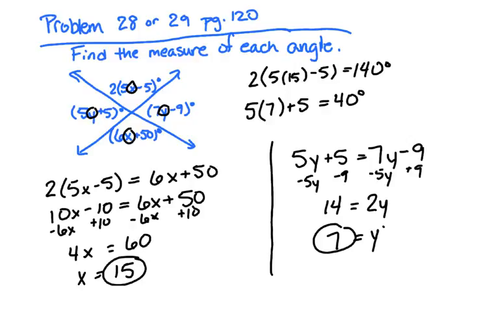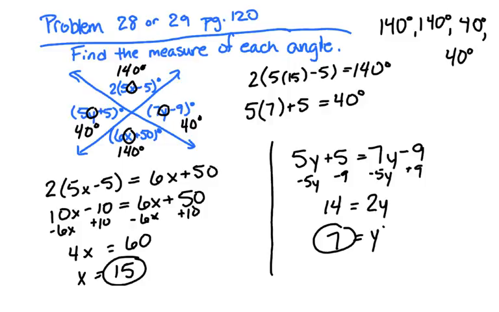So list those out. It says find the measure of each angle. So if you want, you can put it on the drawing that this is 140. So is this one. And then this one is 40. And so is this one. You can do it like that, or you could just list them. You can say, I know my angles are going to be 140 degrees, 140 degrees, 40, and 40. And you're done.